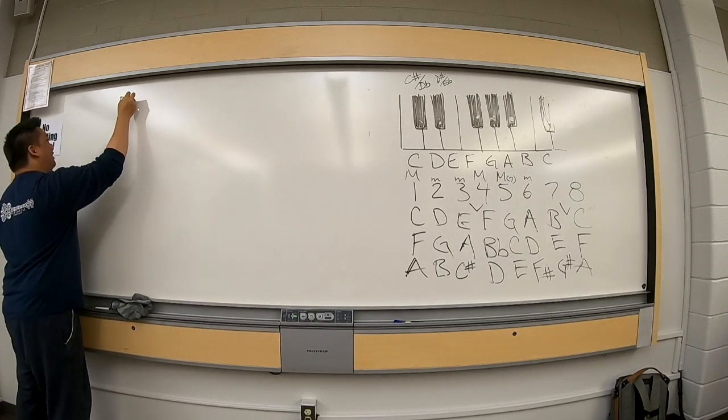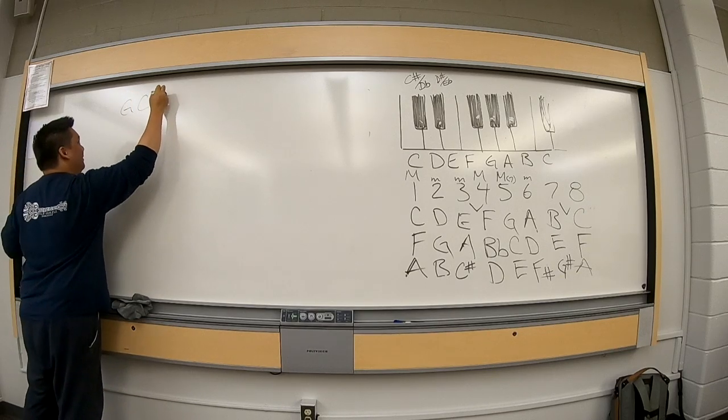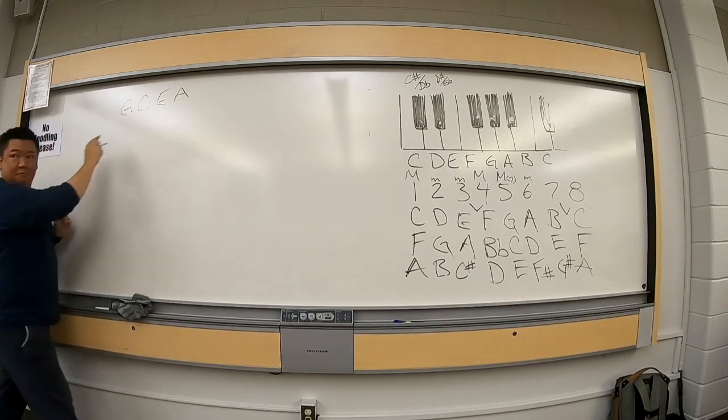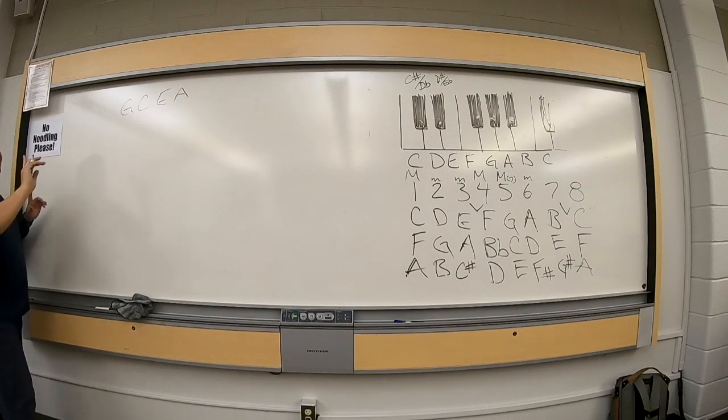What are my string names, starting with the string closest to my face? G, and then C, and then E, and then A. Make sense? Yeah.